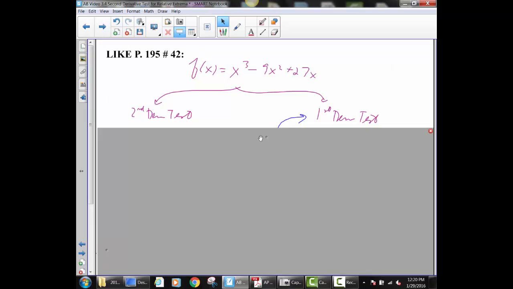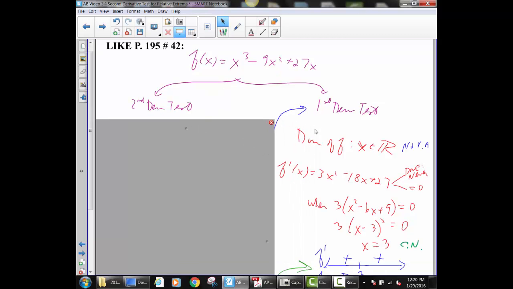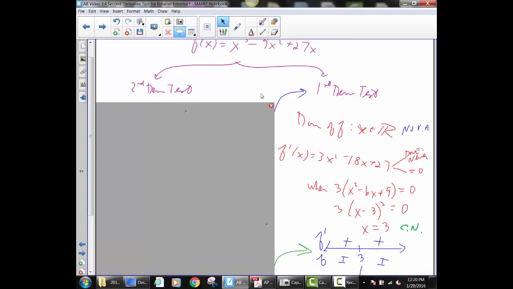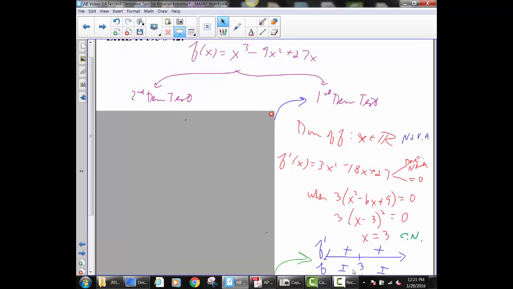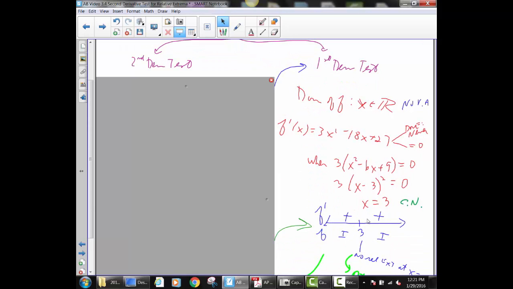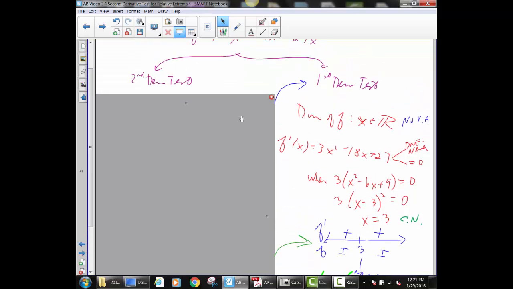Okay, so this is like number 42, and I'm going to show you both ways. I'll show you the right column first, which is the old-fashioned first derivative test. We'd find the domain, all real numbers, since it's a polynomial. There are no vertical asymptotes. We'd find the derivative. It never doesn't exist. It equals 0. You factor, and you get a critical number of 3. You find out that the first derivative is positive on both sides. Hence, there is no relative extrema at x equals 3.